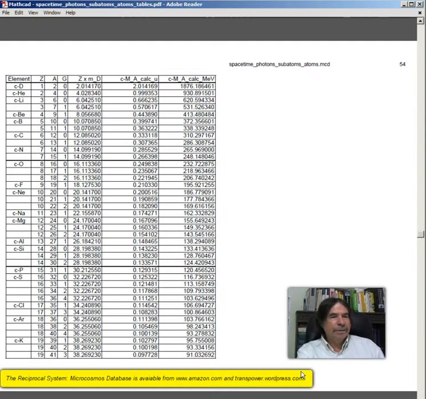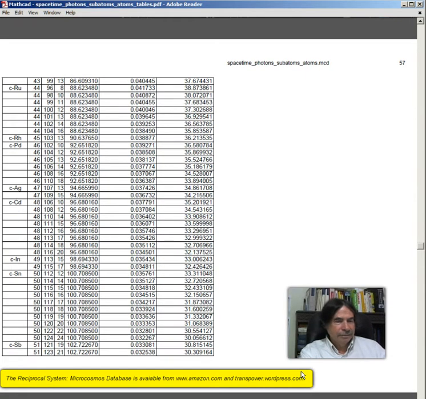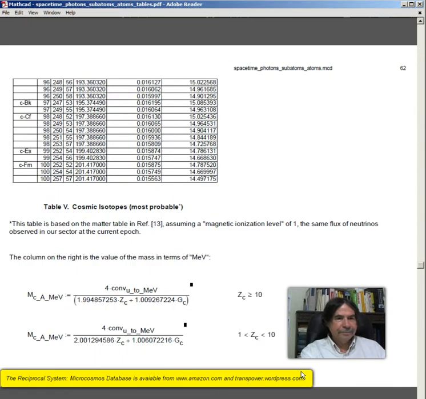Table 5 follows. So this is the table. You can see the element, the value of Z, and then A, which is atomic mass, then G, which is the number of isotopic charges, and then we have the calculations, both in terms of U and in terms of MeV, million electron volts. You can study this table in the paper. So that's table 5, cosmic isotopes, and those are the most probable.